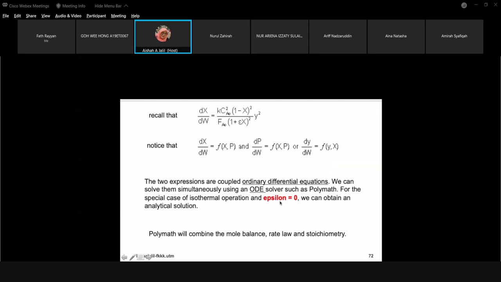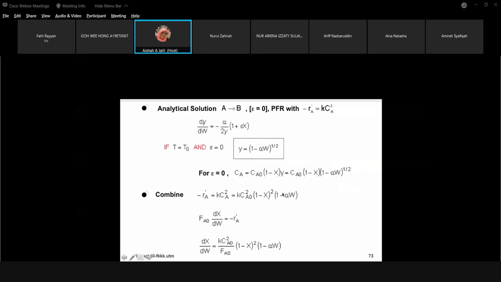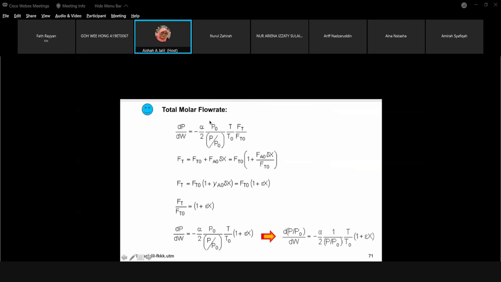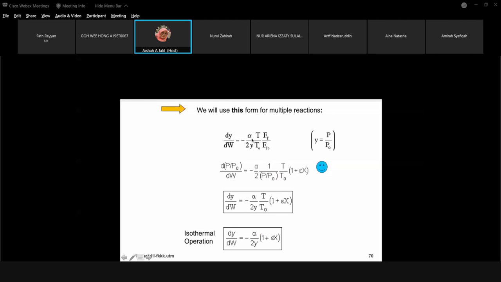if they want you to solve a problem about the pressure drop, at that time the epsilon must be zero. Like this one, see, A to B, epsilon 0. If not 0, then you cannot calculate. You have to use the Polymath, okay? So this is an example, PFR equal KC naught, and this is what you get from this one. This is the last equation.